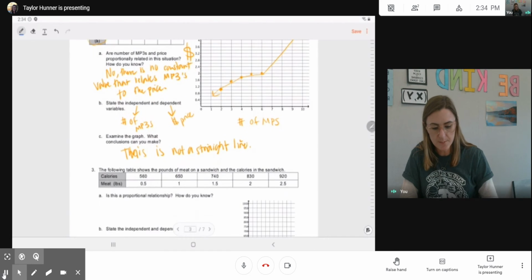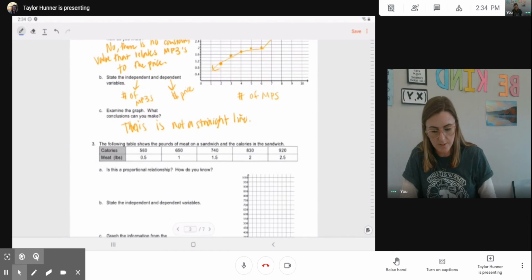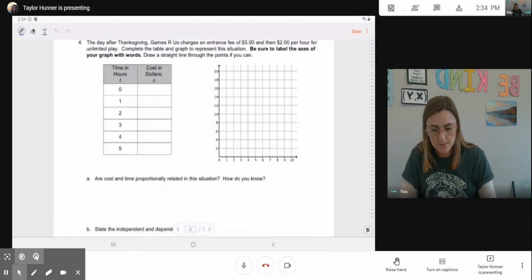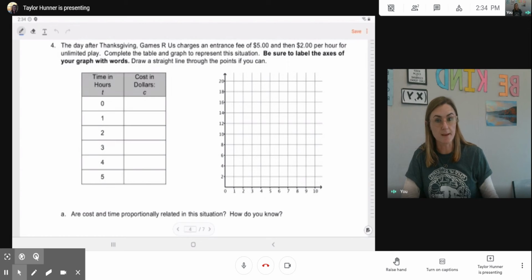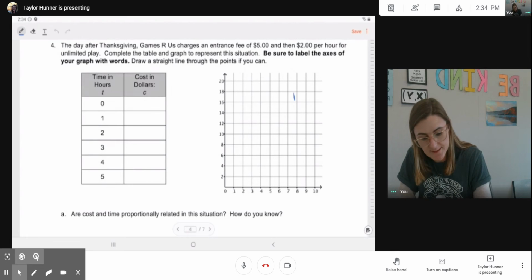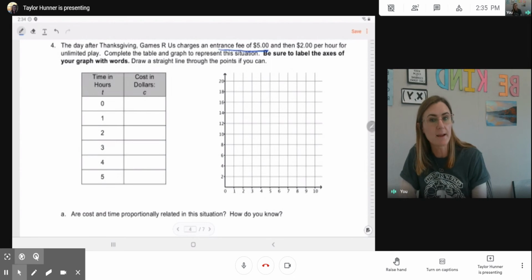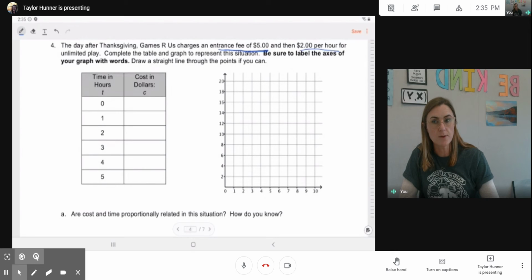And we're actually going to skip 3 and go on to question number 4. So the day after Thanksgiving, Games R Us charges an entrance fee of $5. This is kind of like a flat rate of $5. And then $2 per hour for unlimited play. Complete the table and graph to represent this situation. Be sure to label the axis of your graph with words. Draw a straight line through the points if you can.